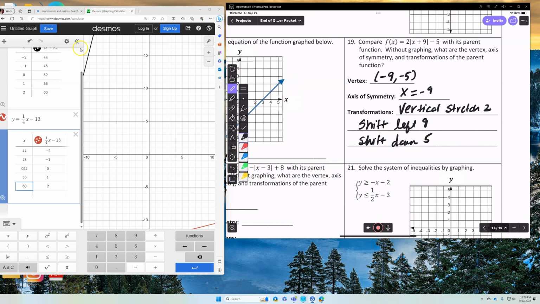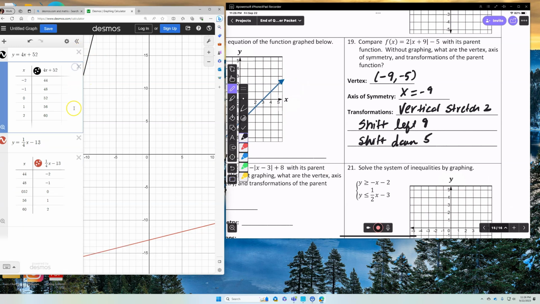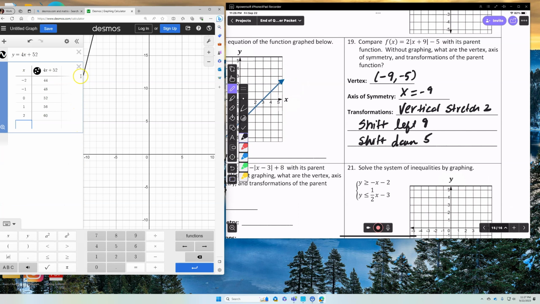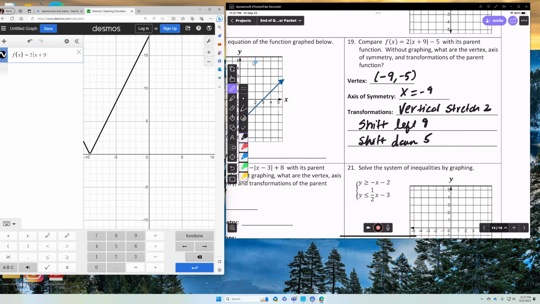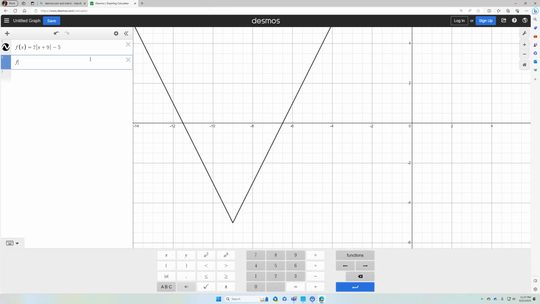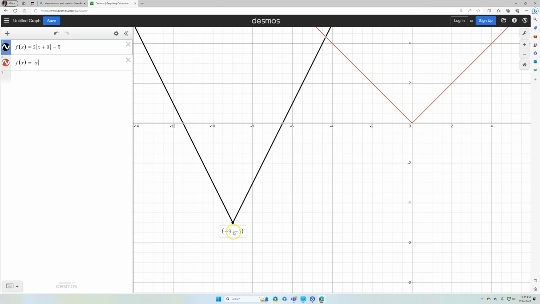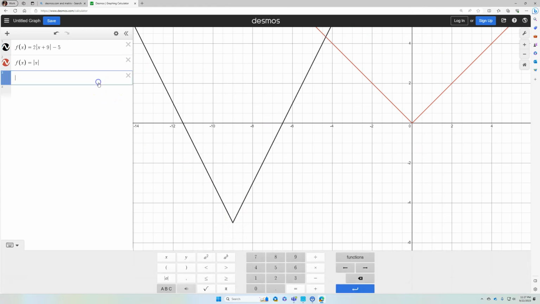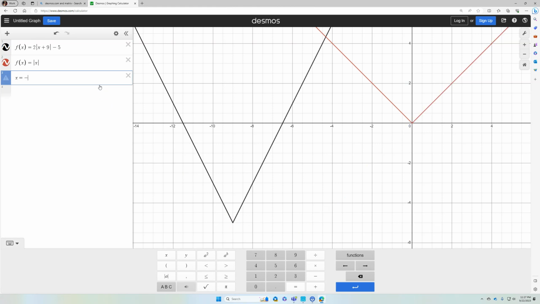Now you can also see this in Desmos when you're at home studying. You can just actually type it in here. So I have f of x. By the way, you can even just type in f of x equals 2 absolute value x plus 9 minus 5. Let me make it bigger. Here's the parent function. And you notice it goes to the left and it goes down, and the vertex is -9, -5. Like I said, the axis of symmetry is x equals -9. You see that line that goes right through it. And so it is correct.